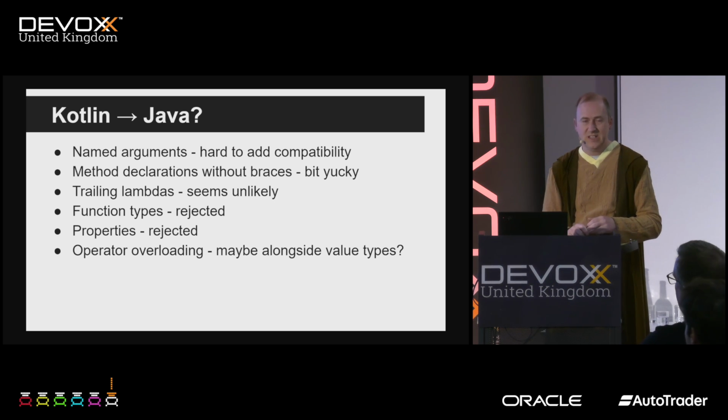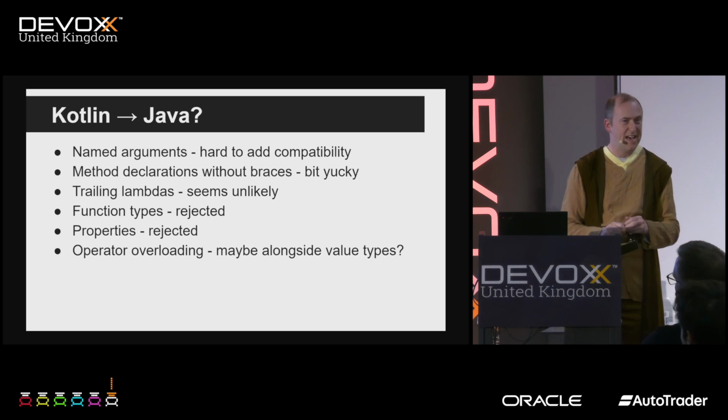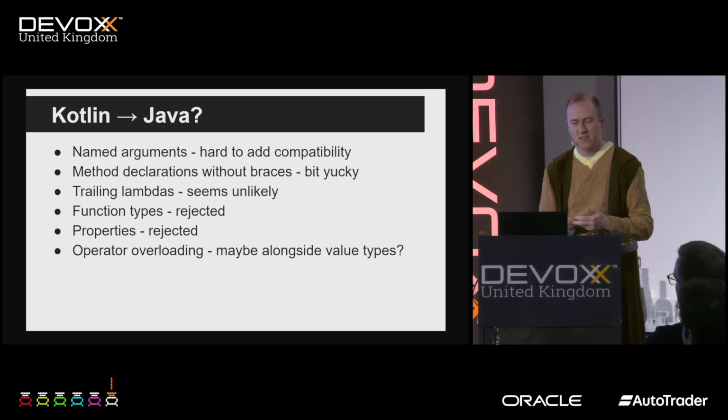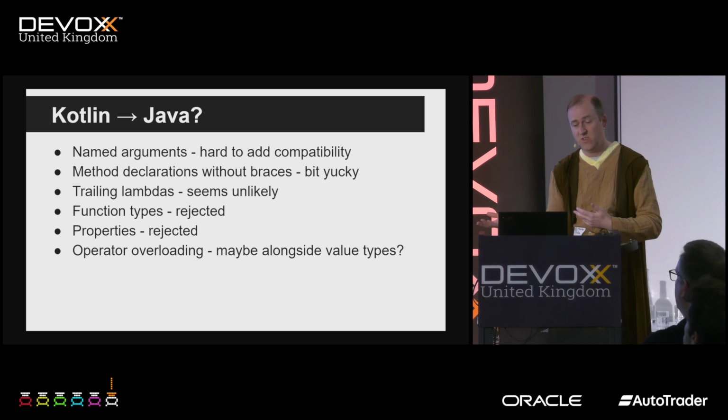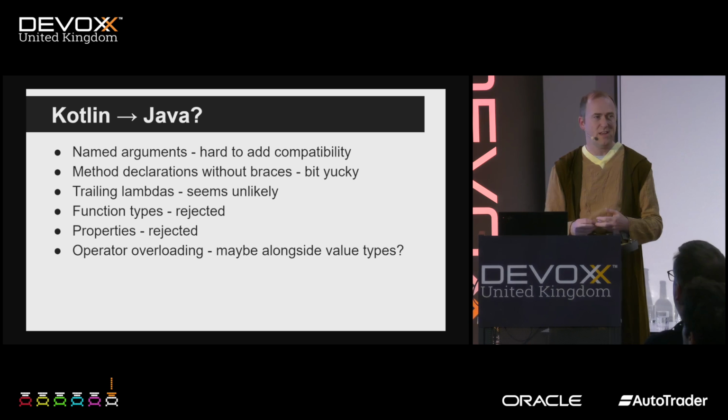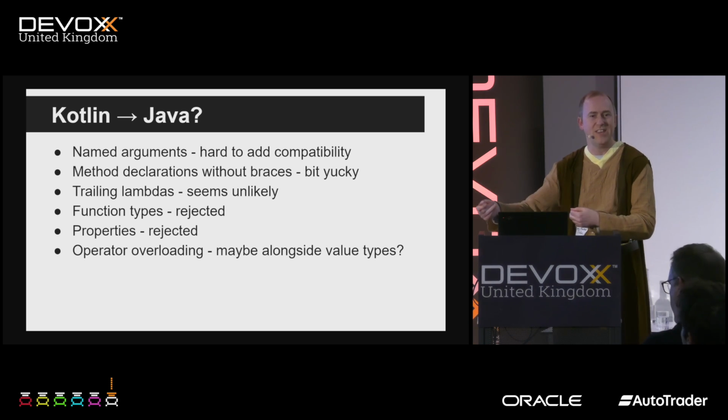Do we want to drop braces? No, I don't think so, personally. Trailing lambdas? I don't see that happening. Just doesn't really fit Java. Function types were already rejected, properties already rejected, operator overloading. I think when we get value types, we'll probably have to have some form of operator overloading in Java, because if you can write your own values, you want to be able to have operators to go with them.